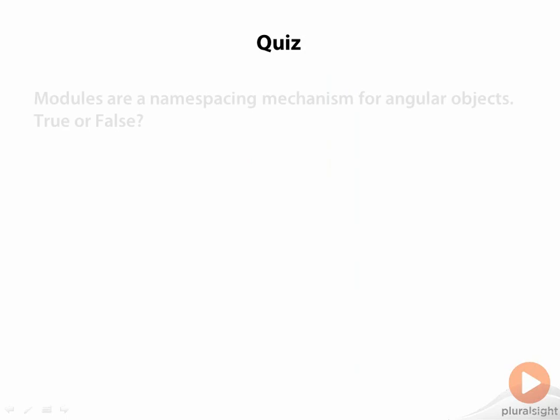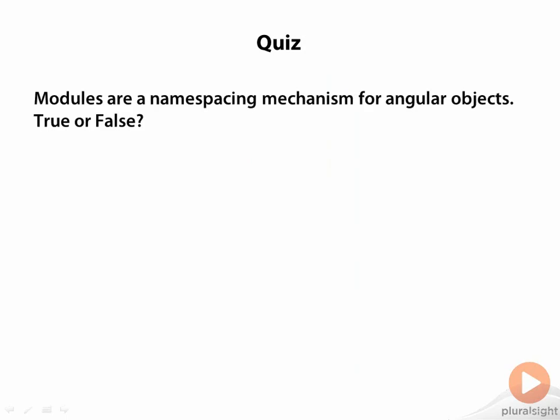Let's review with a brief quiz. Modules are a namespacing mechanism for Angular objects. True or false? The answer to this is false. Modules have nothing to do with names of objects.